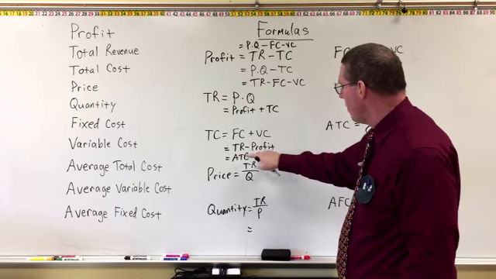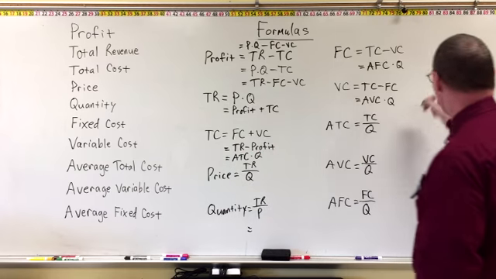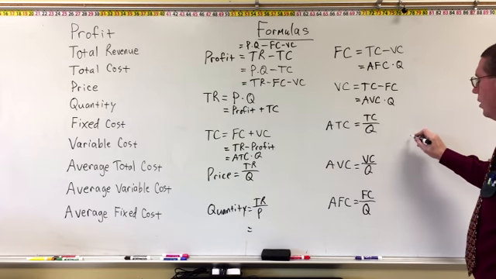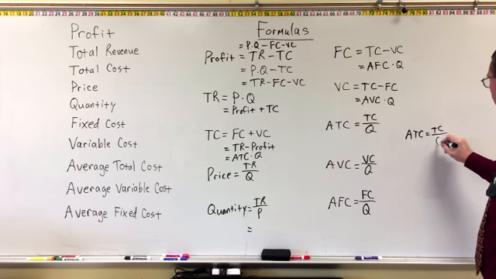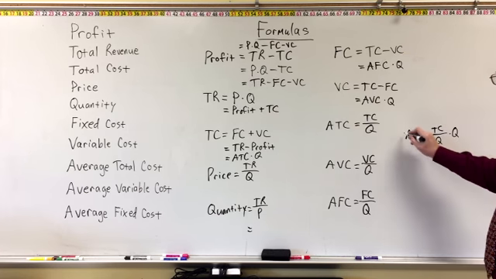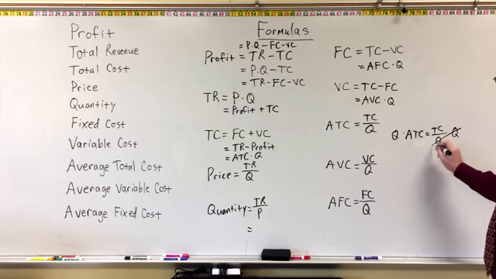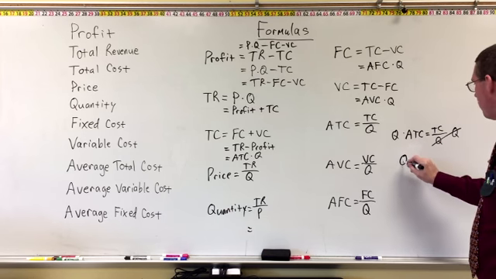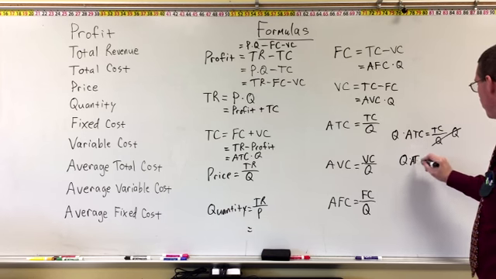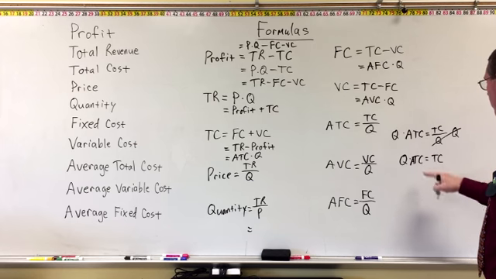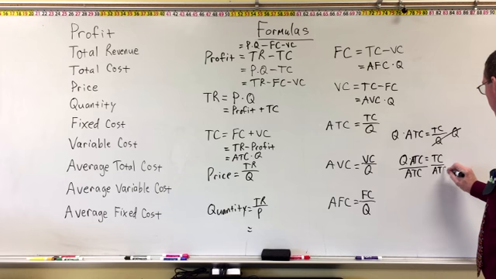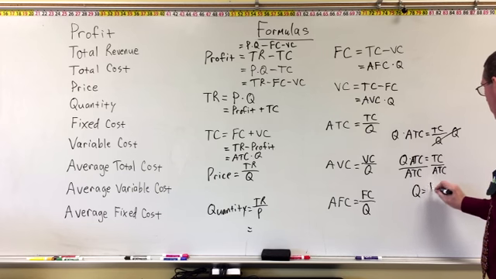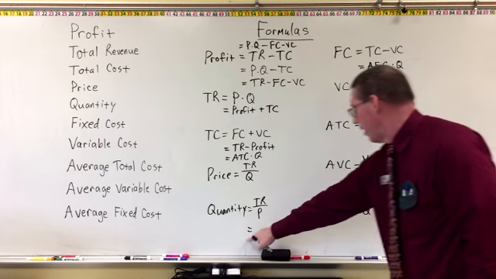Now, if I divide by average total cost on both sides, so here's what I mean. We know that average total cost is equal to total cost divided by quantity. So now if I multiply by quantity on both sides, that'll cancel quantity here, and I'll have quantity times average total cost is equal to total cost. Now if I divide by average total cost on both sides, you can see I get quantity is equal to total cost divided by average total cost, and therefore I can put that over here.